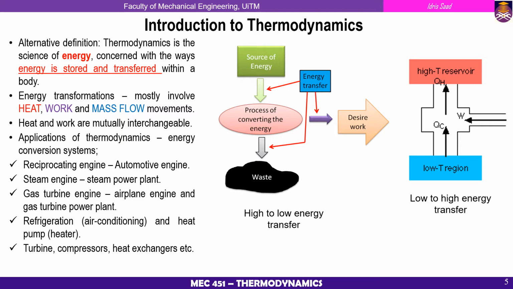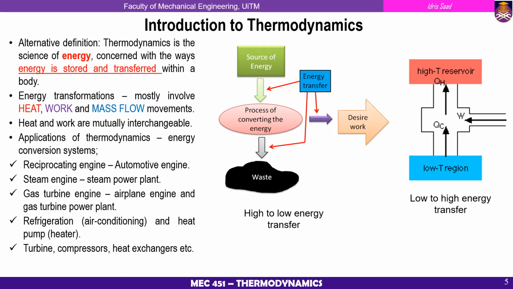As a conclusion, the energy must be transferred, otherwise it does not give us any benefit. In general, there are three types of energy transformation. The first one is in the form of heat, the second one is in the form of work, and the third one is in the form of mass flow. From these three types, heat and work are mutually interchangeable. What is meant here is we always change heat into work or work into heat in a thermodynamic system.